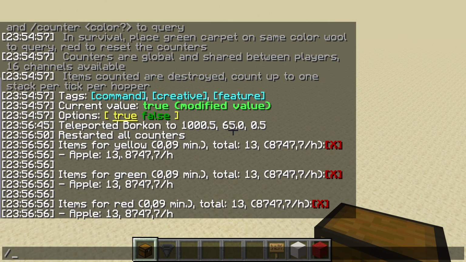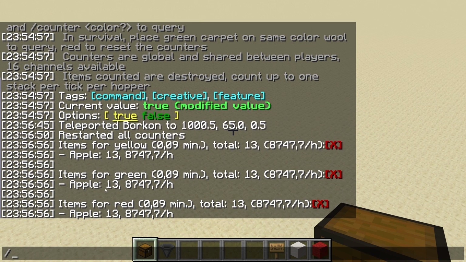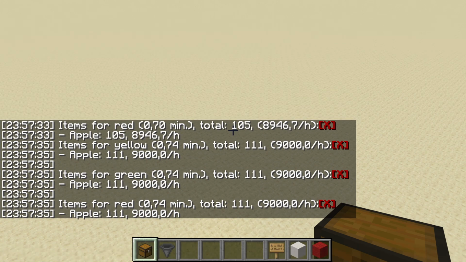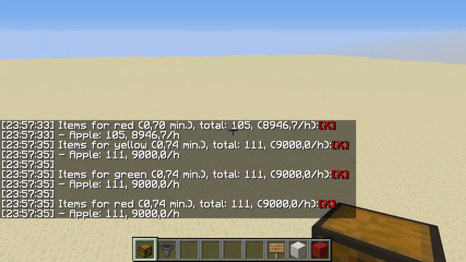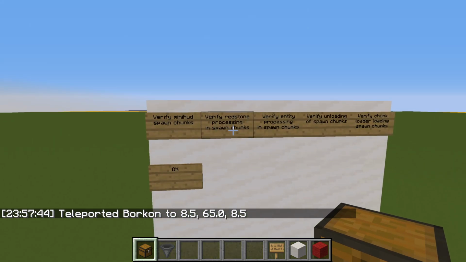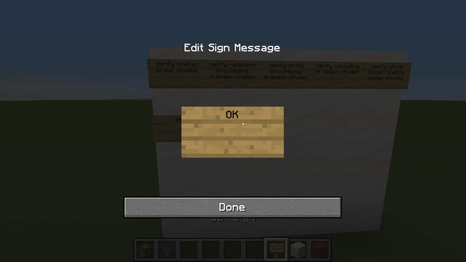We have counters for yellow, for green, and for red. Green and red are within the full spawn chunks. Yellow is in the non-entity processing spawn chunks, and the other are not counting. So we can assume that this works fine. Let's do this again, just to see that the counters have not stopped. And again, just for good measure, and we're fine. And this experiment verified that redstone processing is working the way I think it should be.